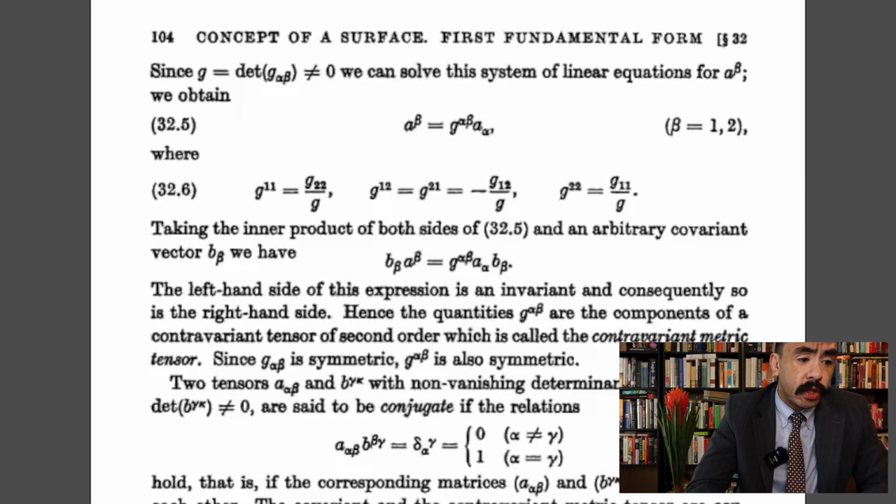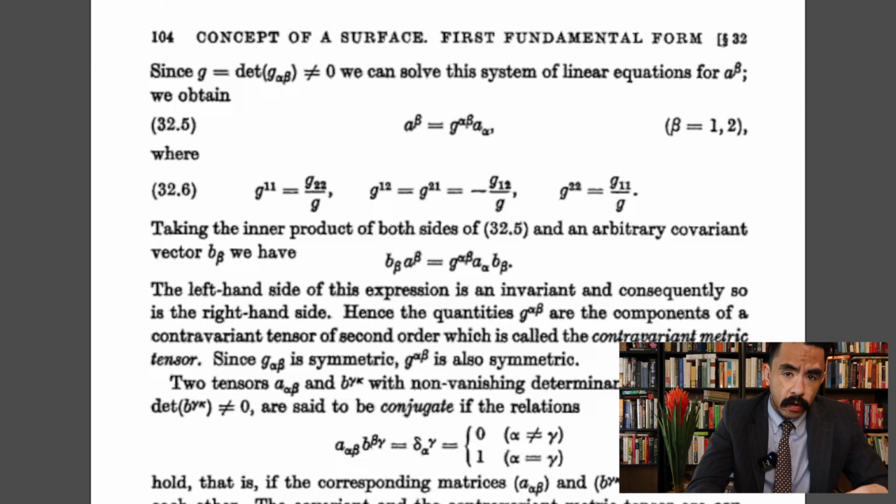Since g, which is equal to the determinant of g sub alpha beta, is non-zero, we can solve this system of linear equations for a superscript beta. We obtain a superscript beta equals g superscript alpha beta times a sub alpha, where beta can be 1 or 2, where g superscript 1 1 equals g subscript 2 2 over g. Also, g superscript 1 2, which is equal to g superscript 2 1, is equal to negative g subscript 1 2 over g, and g superscript 2 2 is then equal to g subscript 1 1 over g.